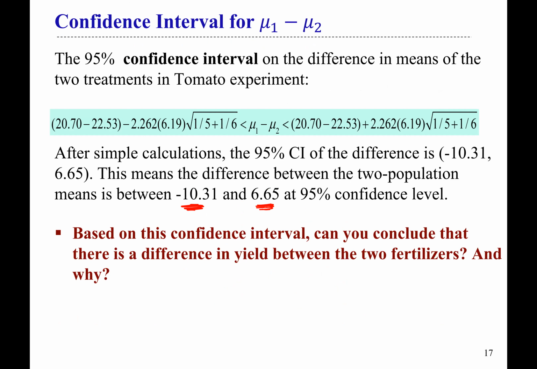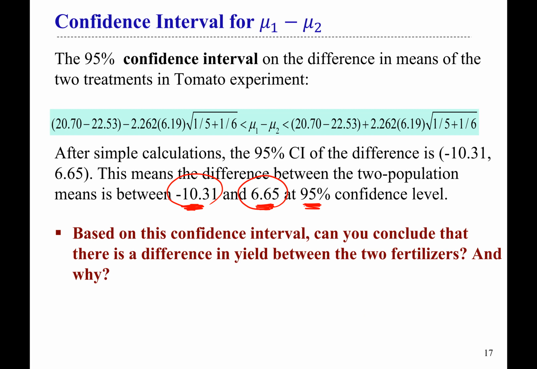What does it mean? It means if we did the experiment on a very long scale, like selected many plants and assigned them to the first treatment or the first fertilizer, and I assigned many plants to the second fertilizer, and I calculated mu1 and mu2, and then I calculated the difference mu1 minus mu2, it will be some value between these two values at confidence level 95%.